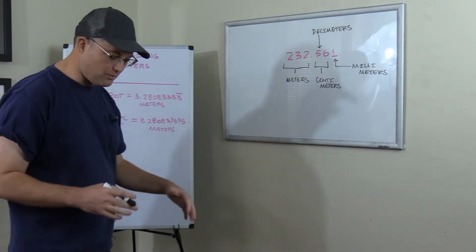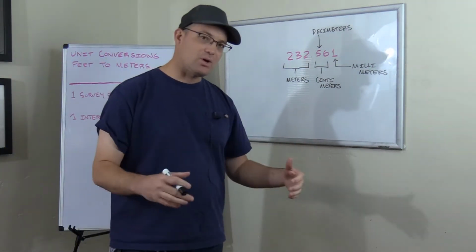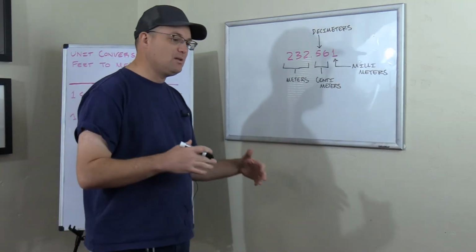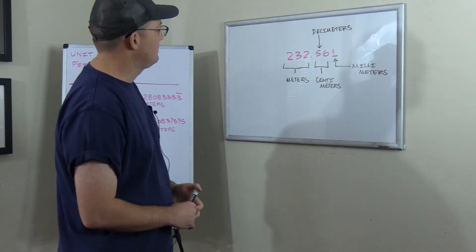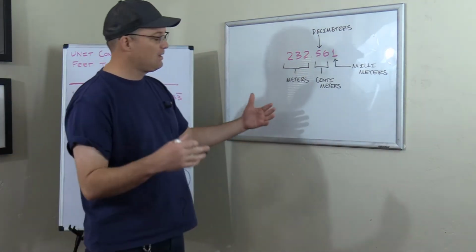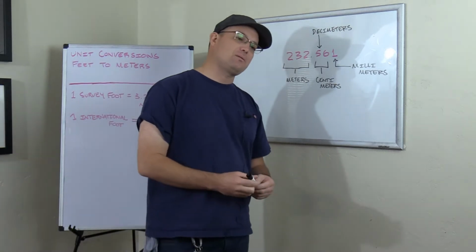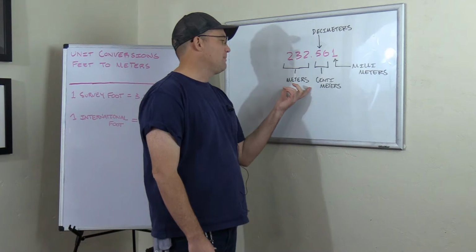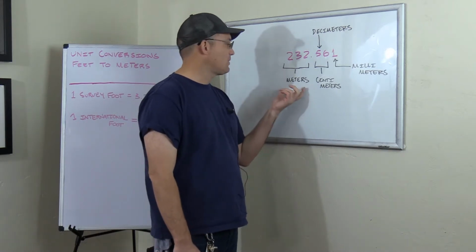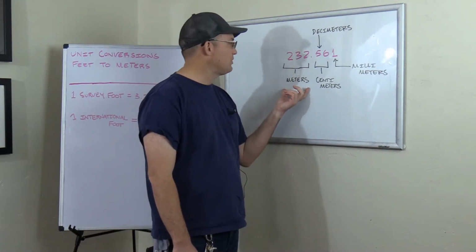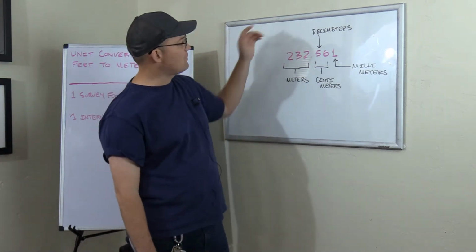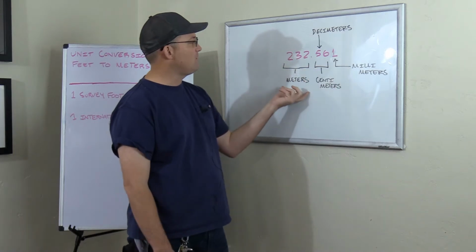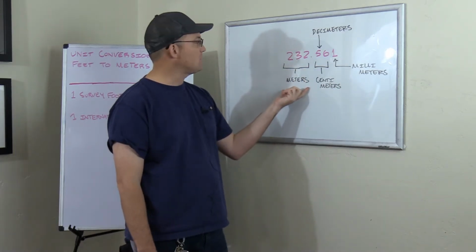Okay, so let's just talk for a couple minutes about how units work in the metric system, and then we're going to see how we convert from the two different kinds of feet into meters, into metric units. So the metric system is a base 10 system, so it's based on units of 10, or factors of 10. So the basic unit is the meter. A meter is about 3 feet, 3 US feet. So if you see this number here that I've written in metric, 232.561, this tells you there's 232 meters.